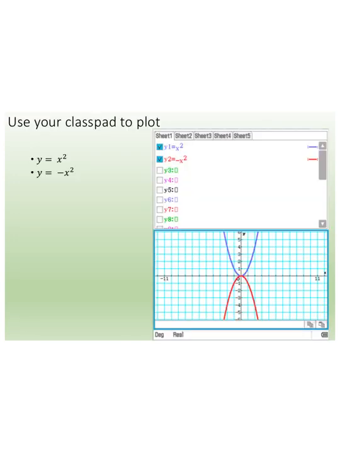Now, use your ClassPad, please. Sketch y equals x squared and y equals minus x squared. What can you observe? If you've done it right, you should get exactly the same as what I've got here on the screen. The blue line is y equals x squared and the red line is y equals minus x squared. Here, y equals minus x squared is the reflection of y equals x squared, and the reflection line is the x-axis. It's reflected about the x-axis.